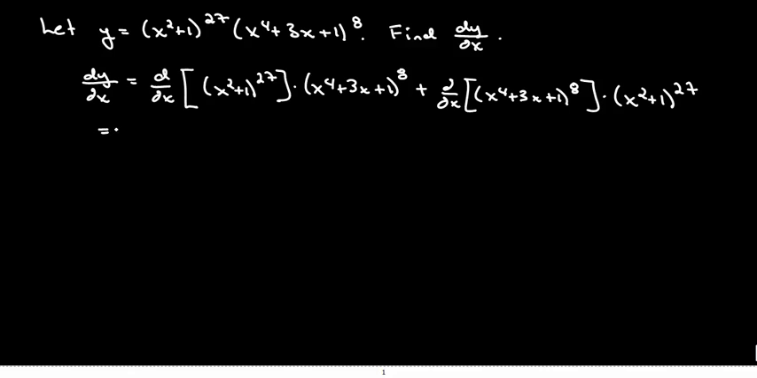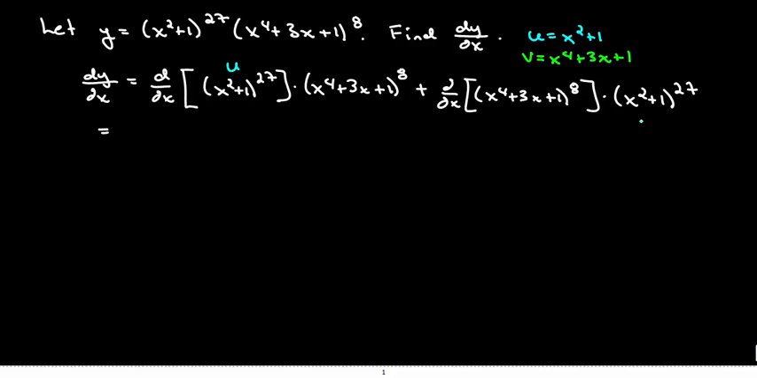Now, what I'm going to do here is make a substitution for these two guys right here. I'm going to call this guy U, and I'll call this guy over here V. Actually, let me do it so that they're in different colors. So U is going to be equal to x squared plus 1, whereas V is going to be equal to x to the 4th plus 3x plus 1.